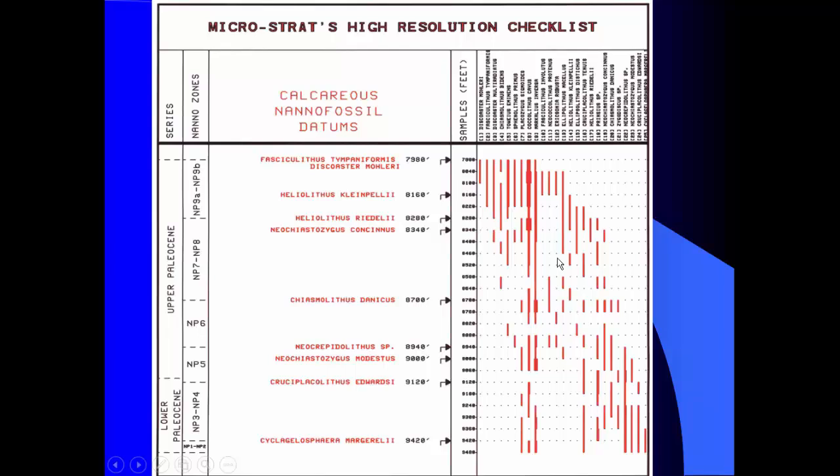This is a checklist that we use, and these are the fossils we identified. These are all the marker species we picked out, the age over here, and the first occurrence downhole of the fossils. And then the wider the bars are, the more abundant the fossils are.